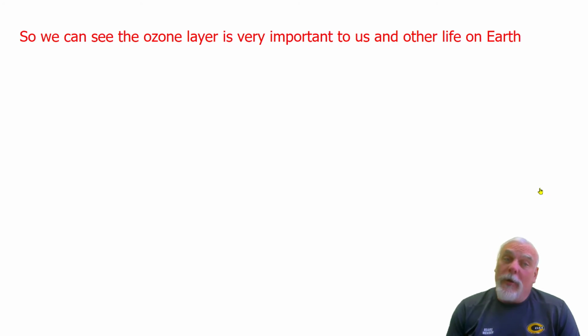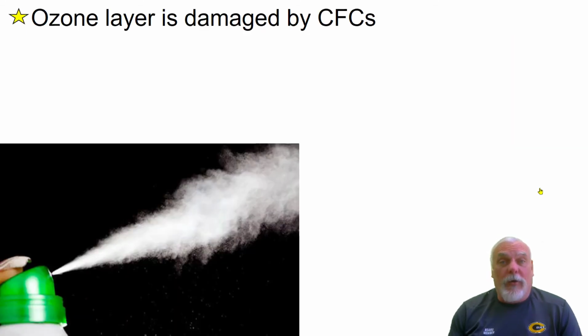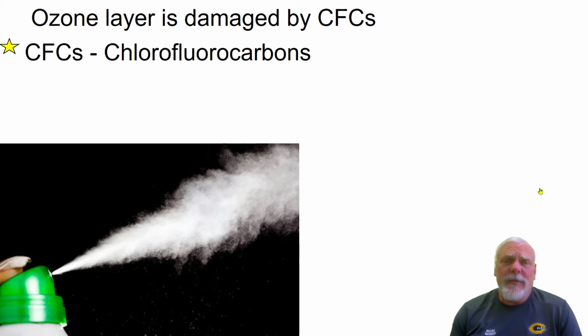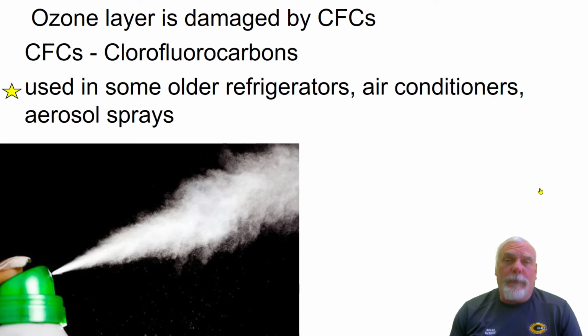While that's pretty dramatic, we can see that the ozone layer is very important to us and other life on Earth, and it's also super important to use sunscreen. Our ozone layer is somewhat vulnerable, though. The ozone layer, for example, can be damaged by chemicals called CFCs. CFCs stands for chlorofluorocarbons, and those chlorofluorocarbons were used in some older refrigerators, air conditioning, aerosol spray cans.